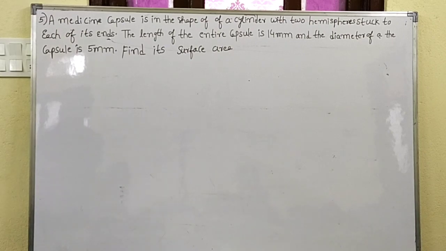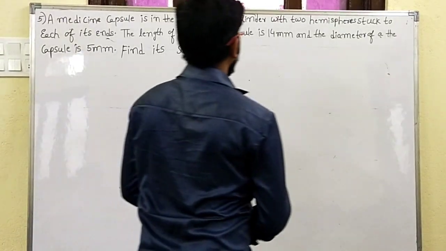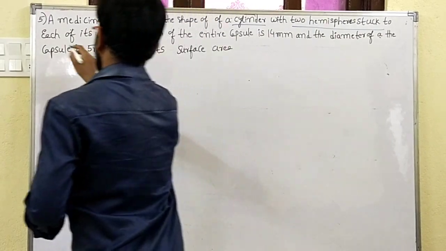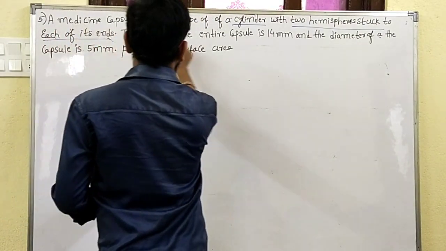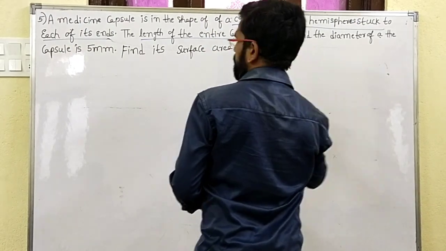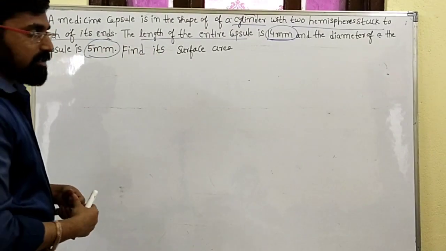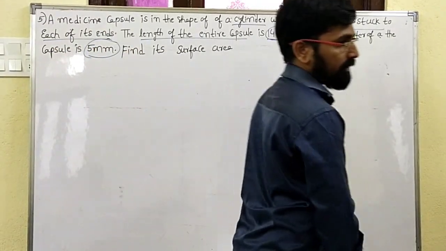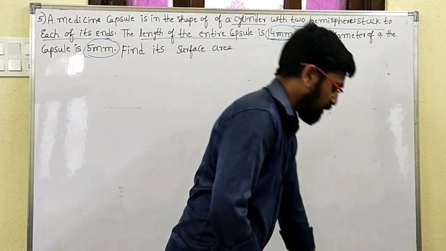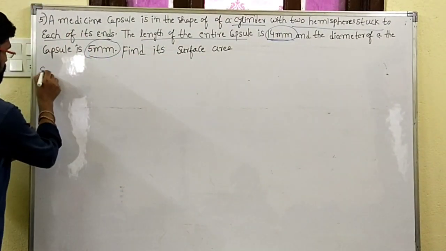So now the next question is, a medical capsule is in the shape of a cylinder with two hemispheres stuck to one at each end. The length of the entire capsule is 14 mm and the diameter of the capsule is 5 mm. Okay, let us take a small example. You can see here a capsule. This is the shape of it.